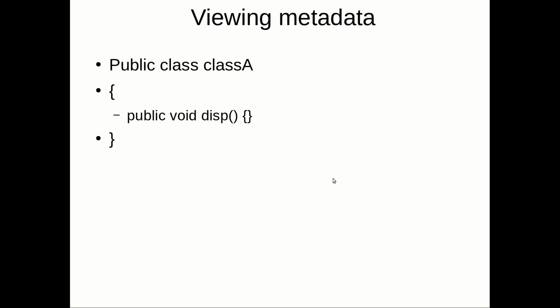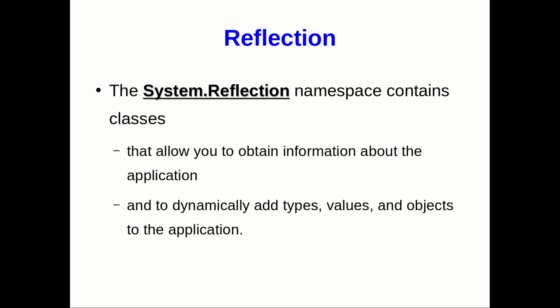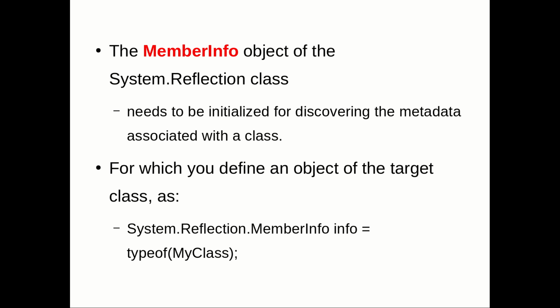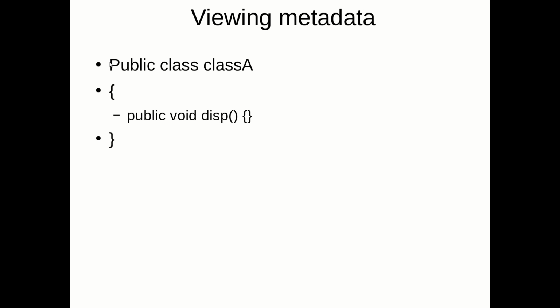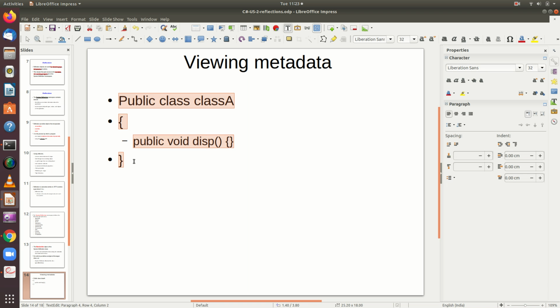So in general, what you have to understand here is that reflection is a namespace that contains different classes. Using these classes, you can obtain the metadata information dynamically. Not only that, you can add new data types, values and objects to your application just by accessing them dynamically. So let us see this example program before we wind up. Let us see how this program is getting executed.